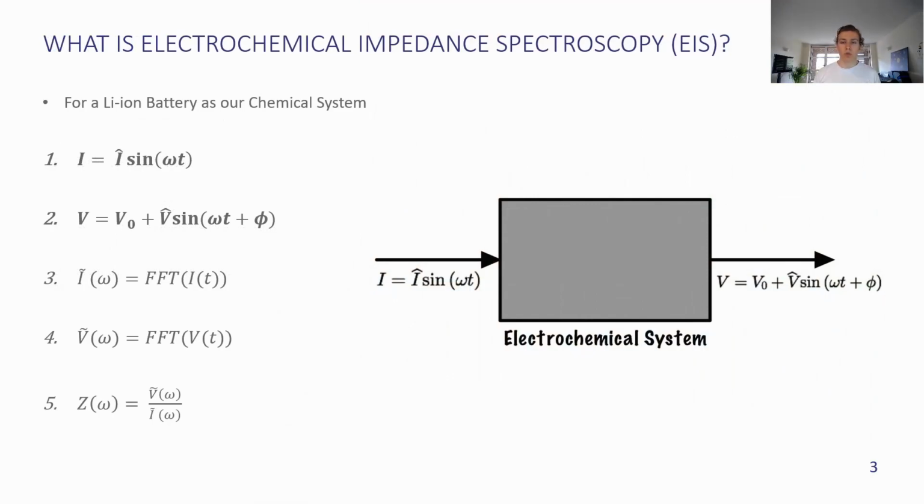So first of all, what is EIS? EIS is a general electrochemical technique used to measure the impedance of systems. I think it's best summed up by these 5 equations. So starting with number 1, we have the input into our electrochemical system. In this case, it's a sinusoidal current input. We then have equation 2, which is the output from the system. This is a DC voltage plus a sinusoidal voltage offset by some phase from the current.